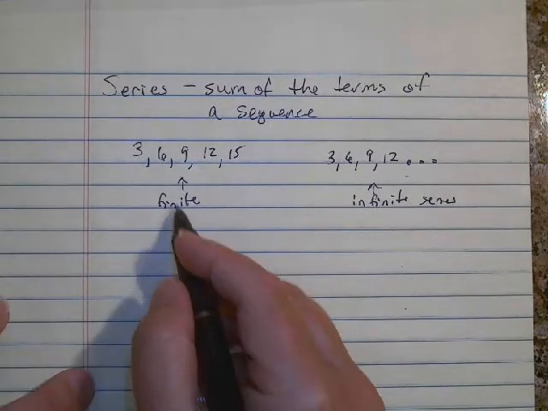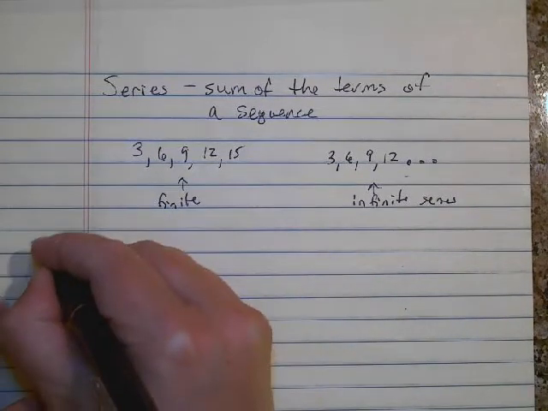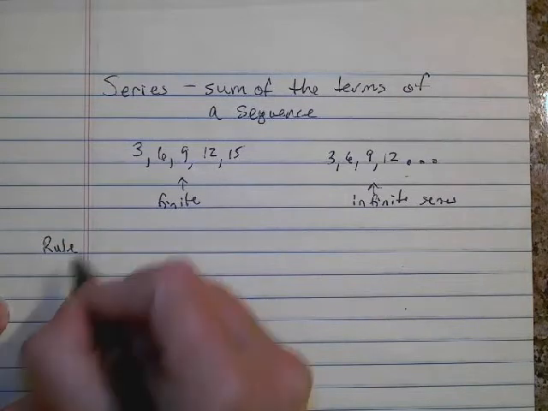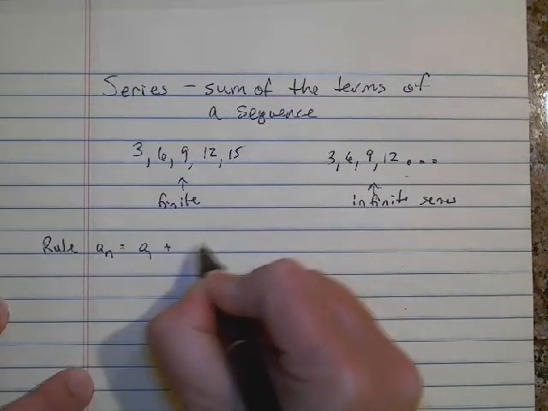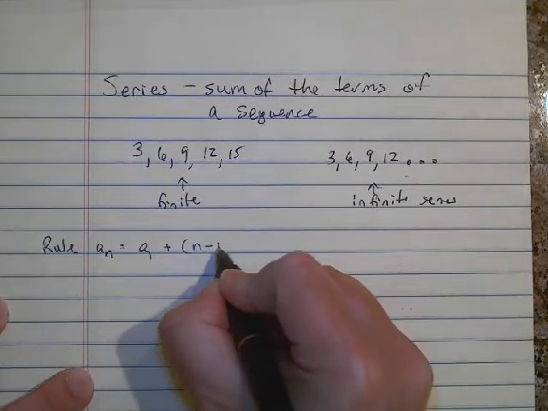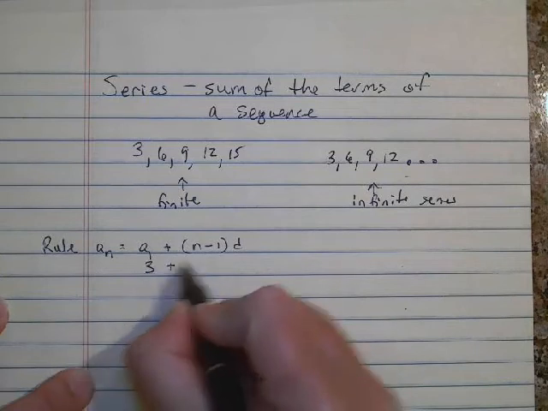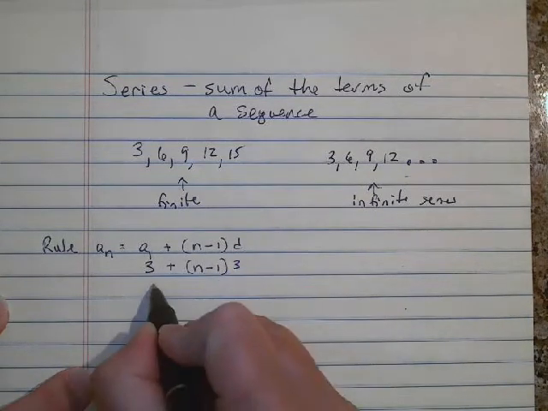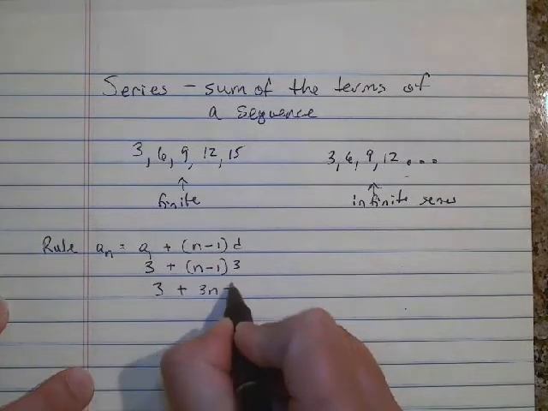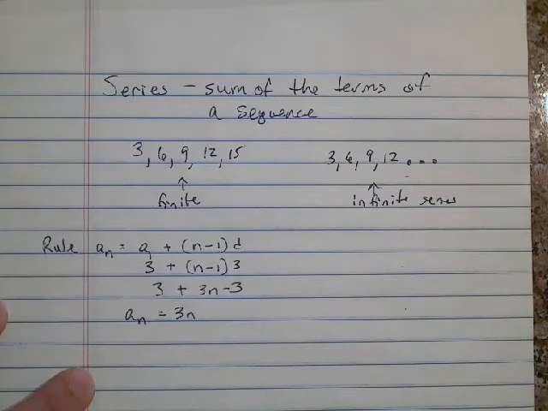So first of all, I want to find the rule for this one. So I'm going to write the rule. And the rule for this one is the first term plus n minus 1 times the common difference. So 3 plus n minus 1 times the common difference, which is 3. So the rule here is 3n. I'm going to need that to find the sum.